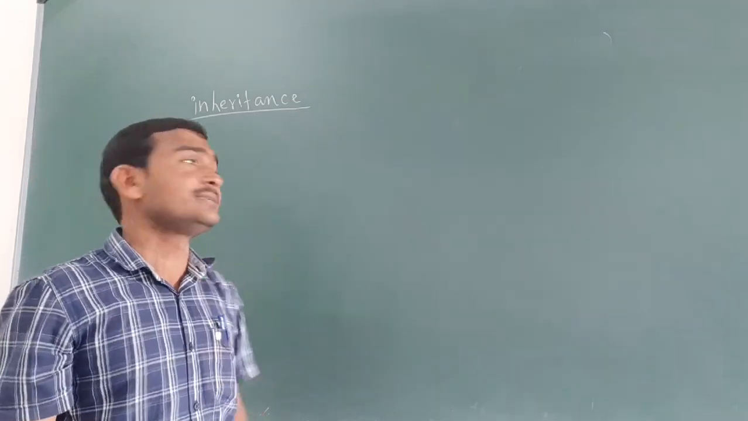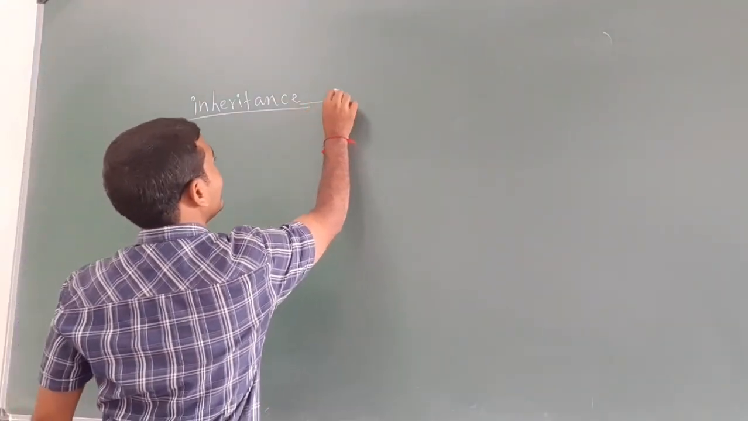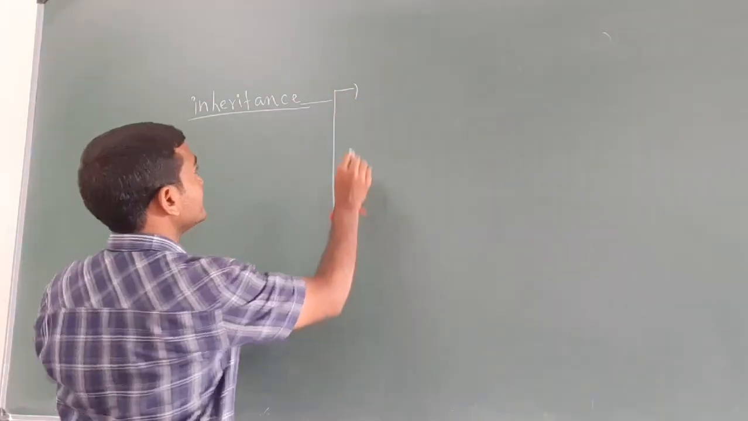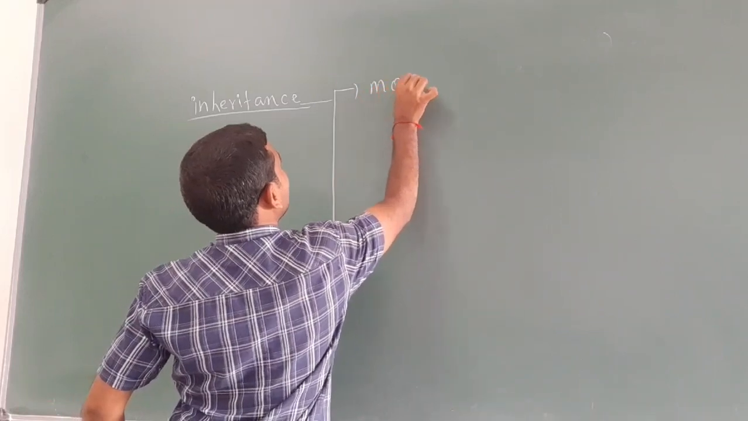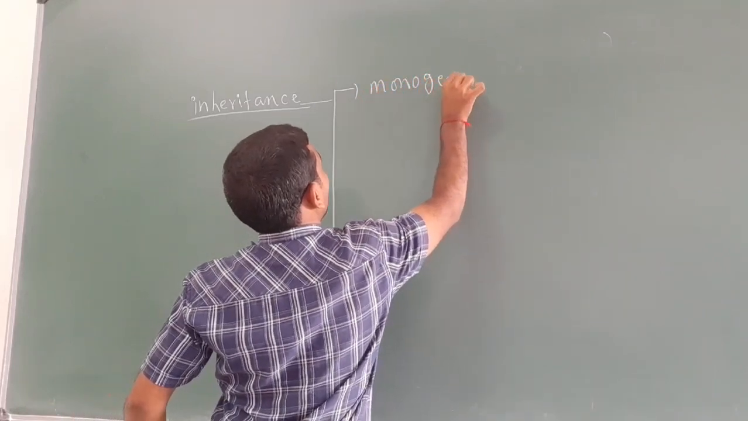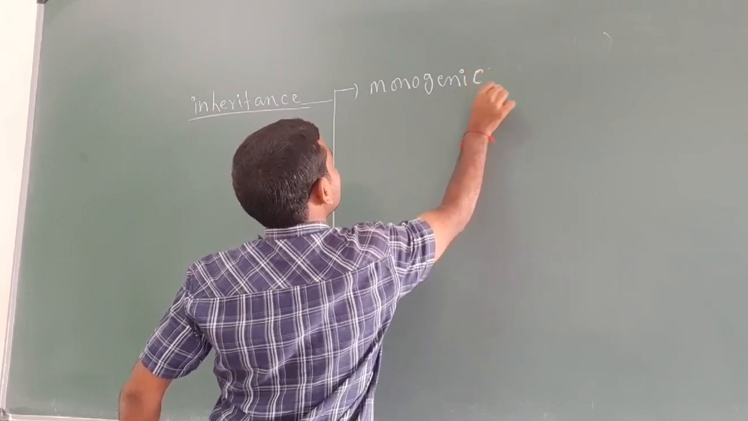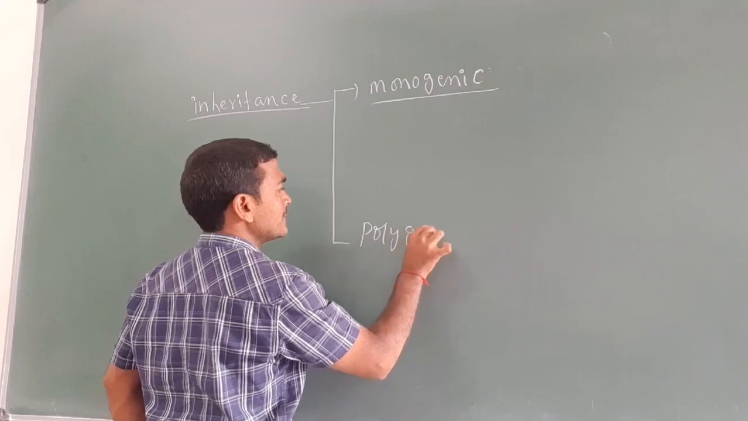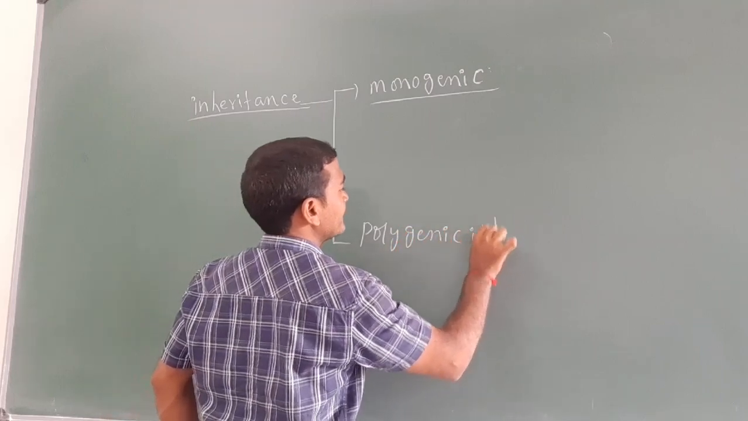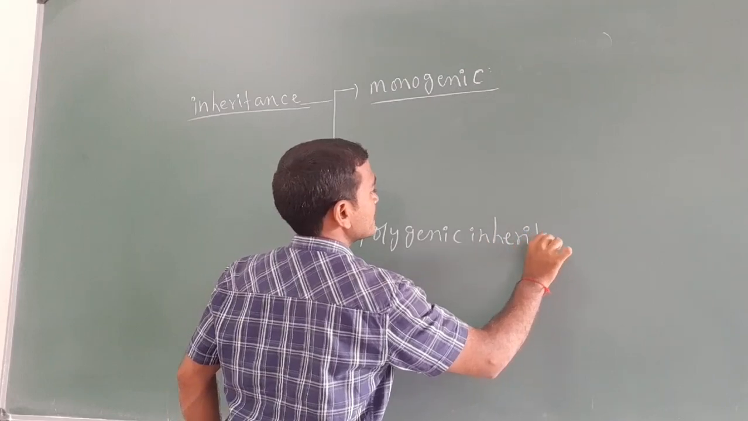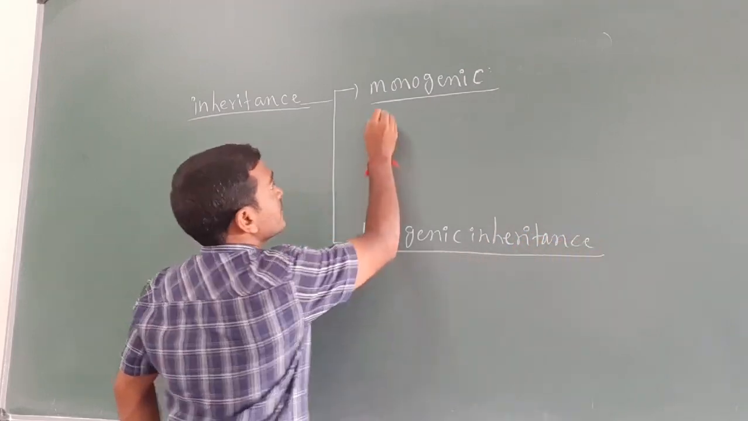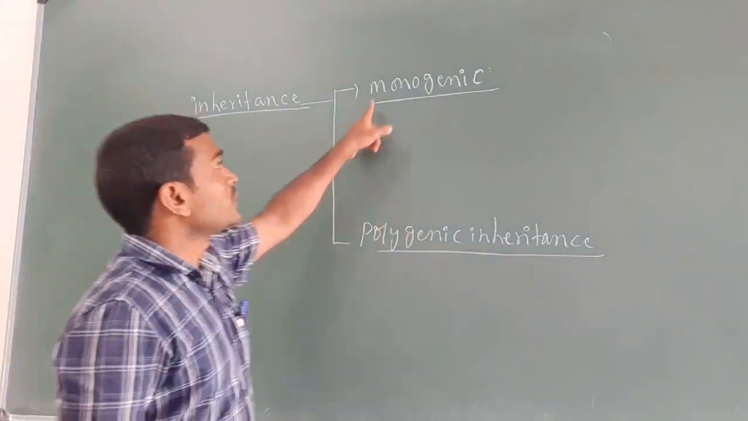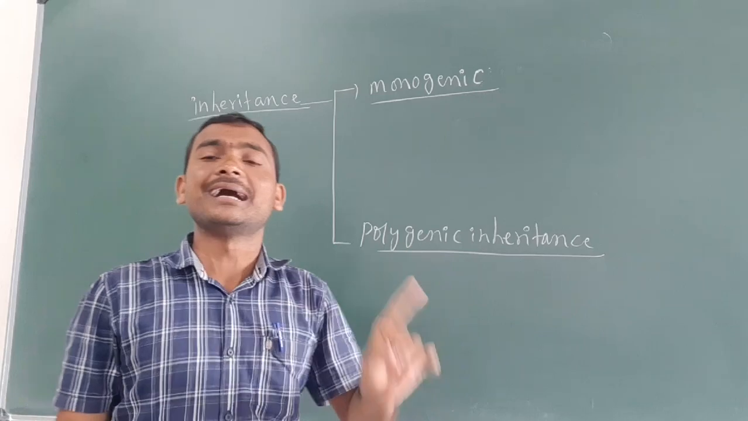Actually, inheritance is divided into two types. The one is monogenic inheritance. The other one is polygenic inheritance. First, we are discussing monogenic inheritance.